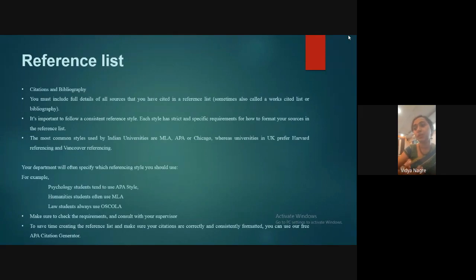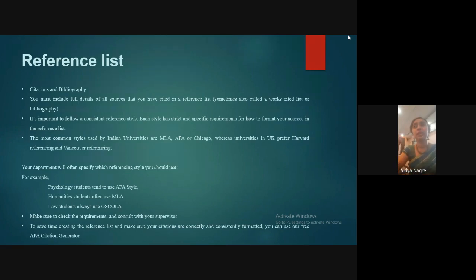There are standard research style sheets which you should follow. For example, if you are a humanities student, then you can go for the MLA style sheet. If you're a student of law, you can go for OSCOLA. Psychology students have to go for the APA style sheet. Scientific disciplines can also go for the APA style sheet, and so on. So all these things you have to mind.